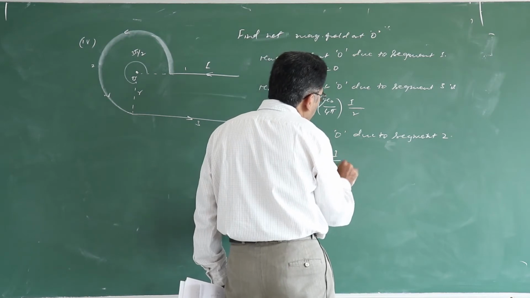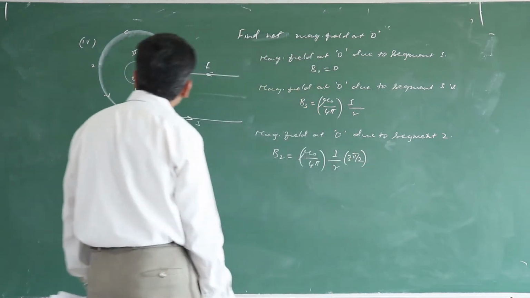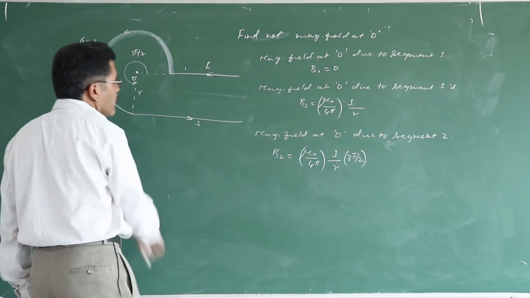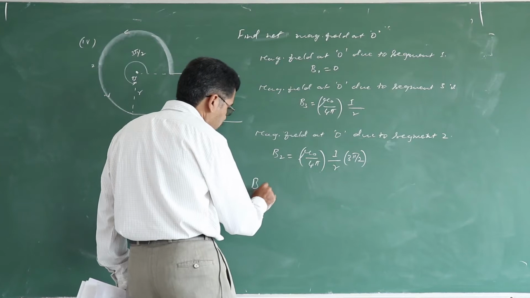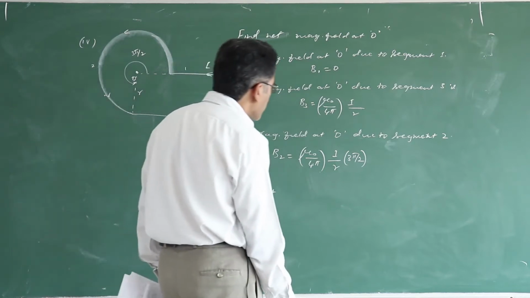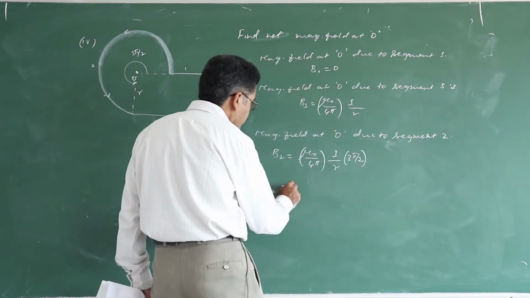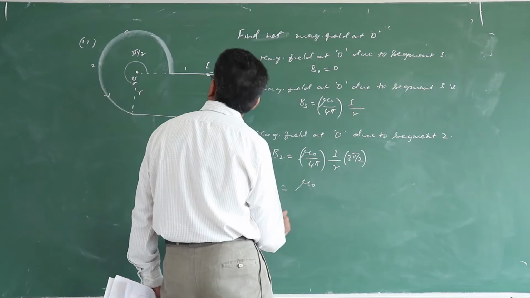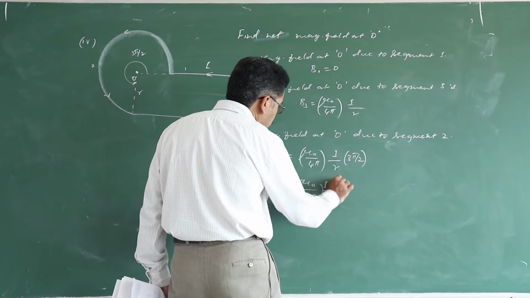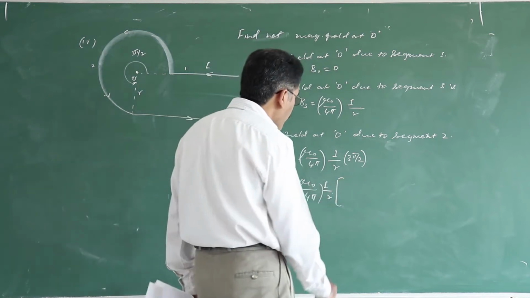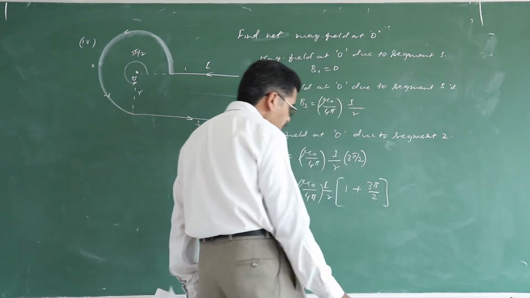I by R into pi by 2. This angle is 3 pi by 2. So therefore B net is equal to mu naught by 4 pi I by R. If you take it as a common, then you are getting 1 plus 3 pi by 2.